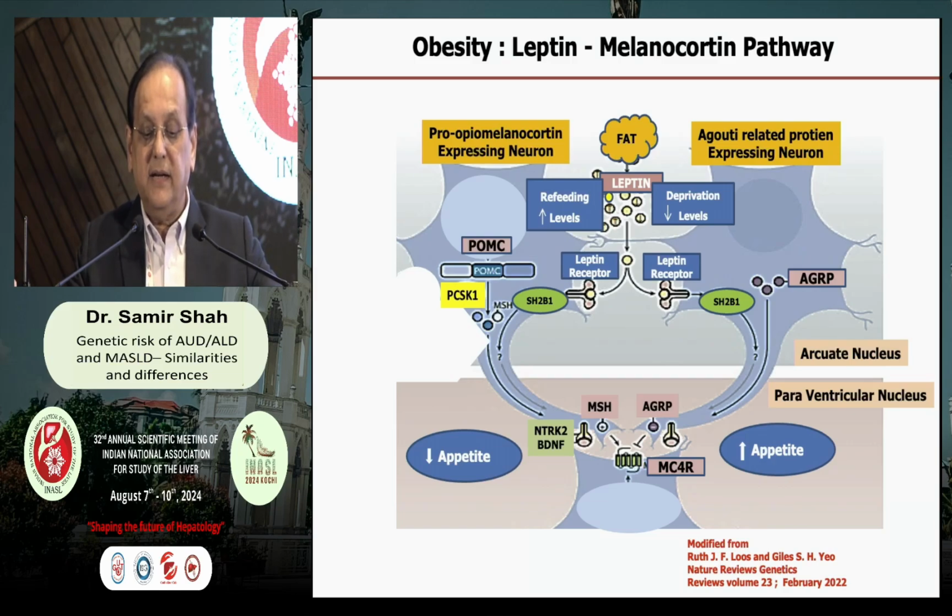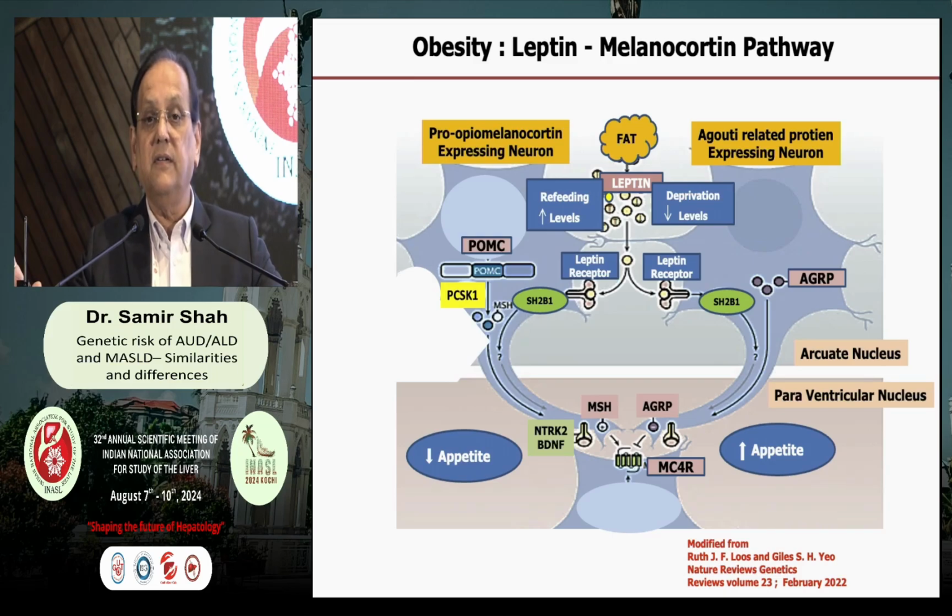So the leptin receptor, the pro-opiomelanocortin pathway, the PCSK1 and the melanocortin 4 receptors. These are important as far as hunger and satiety are concerned.